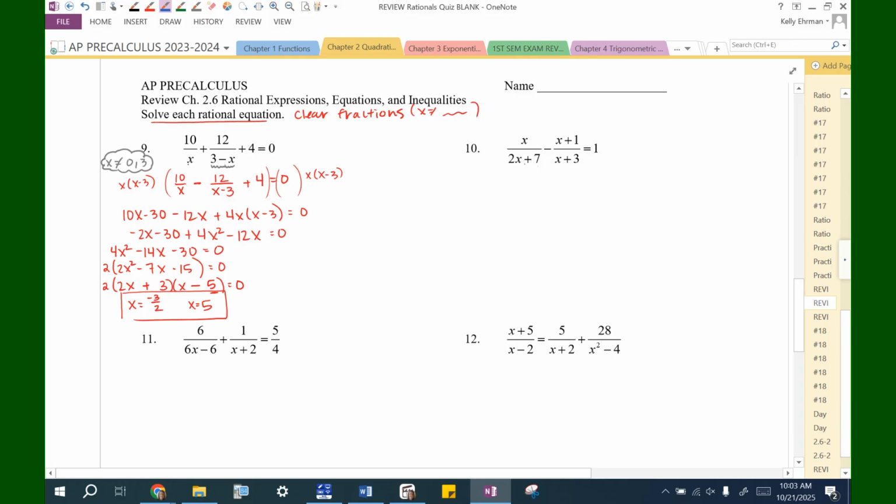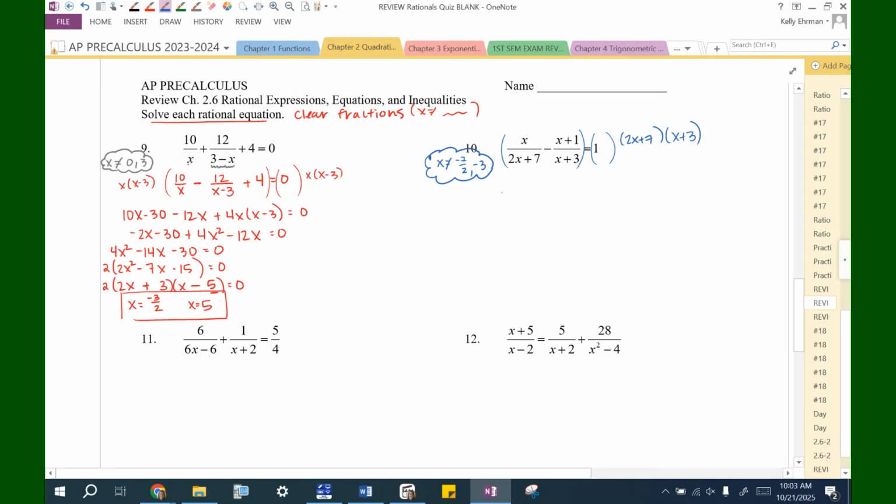All right, I don't have anything to fix on the first one. I can get right down to multiplying by the least common denominator. Oh, but let's go ahead and say x can't equal subtract 7 divided by 2 or negative 3. If I get either of those answers, I throw them out. Otherwise, we're multiplying by 2x plus 7 times x plus 3.